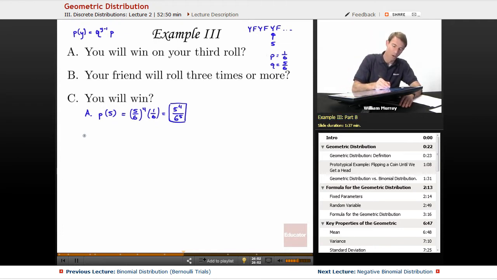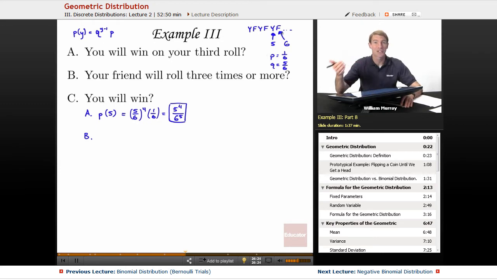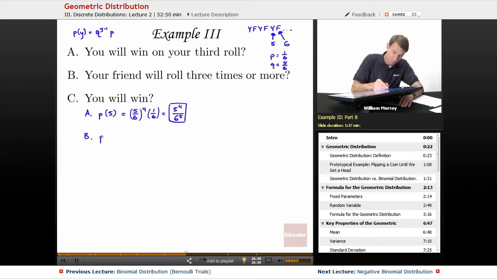Now, what's the probability that your friend will roll 3 times or more? What that is really asking is, your friend rolling 3 times or more, that's the 6th roll of the game, because in order to get to that turn, you have to have 6 rolls or more. So what we're really asking here is the probability that y is greater than or equal to 6. And we worked that out using a geometric series on one of the earlier slides.